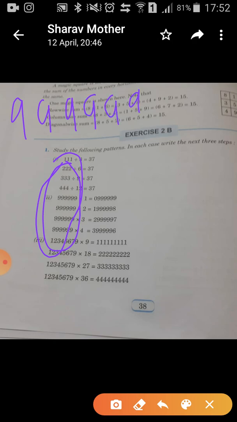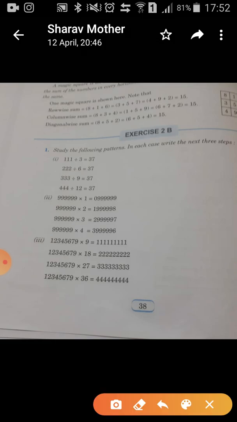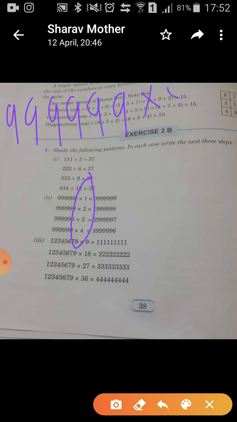Yes or no? Yes. Here it is: 1 2 3 4. So our fifth step will have 6 nines, and then our fifth step will be into 5. Yes or no? Yes, our fifth step will be into 5, because here it has ended at 4, so the next one will be 5. Yes or no? Now what is this equal to?